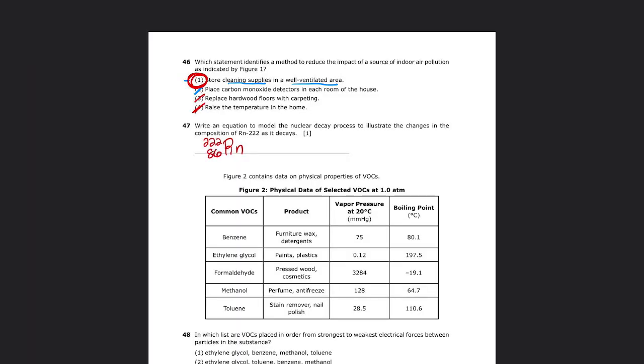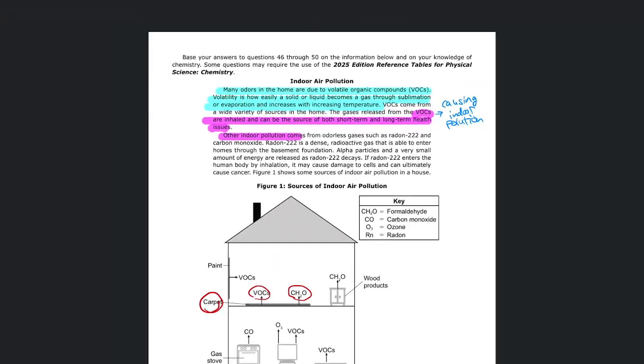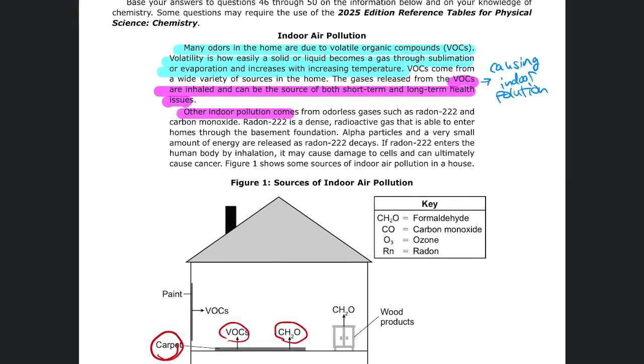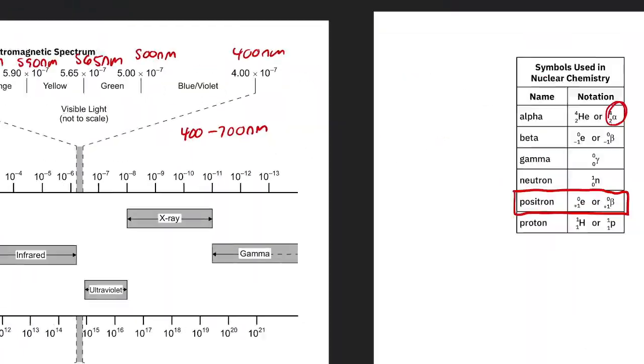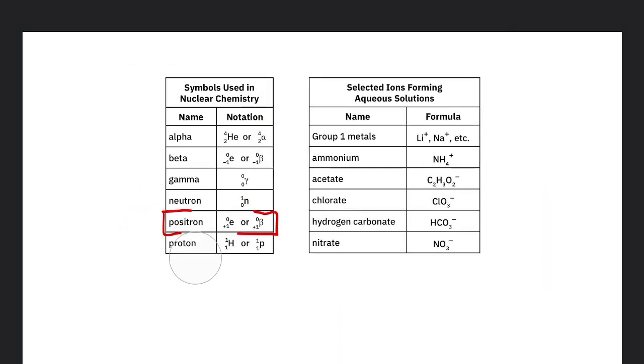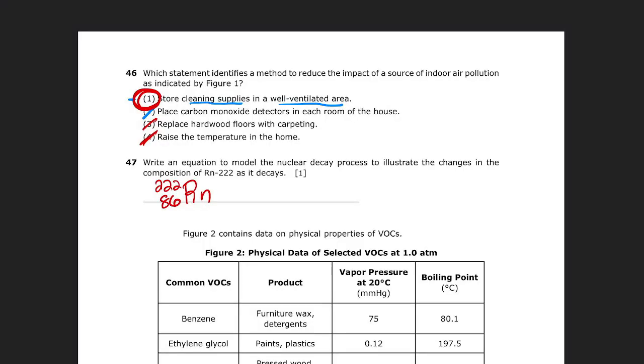Then we need to figure out what type of nuclear decay radon-222 is undergoing. I do recall it tells us this in the passage, so let's take a look. It says that alpha particles and a very small amount of energy are released as radon-222 decays. So we know that we are undergoing alpha decay. For alpha decay, we can go to our table and select the symbol for alpha decay, which I'm going to use as 4,2 alpha. So I'm going to draw the arrow because we're producing alpha particles.